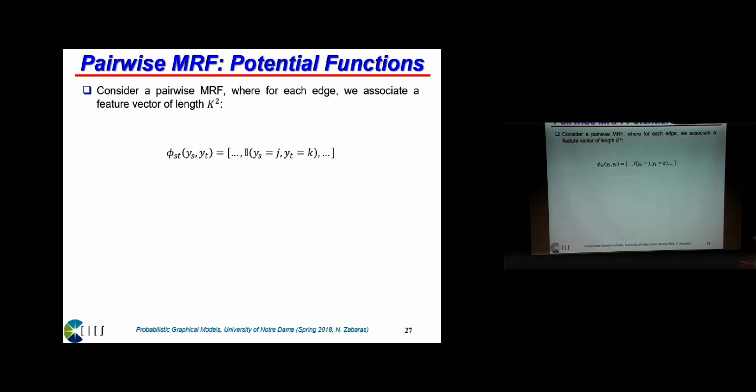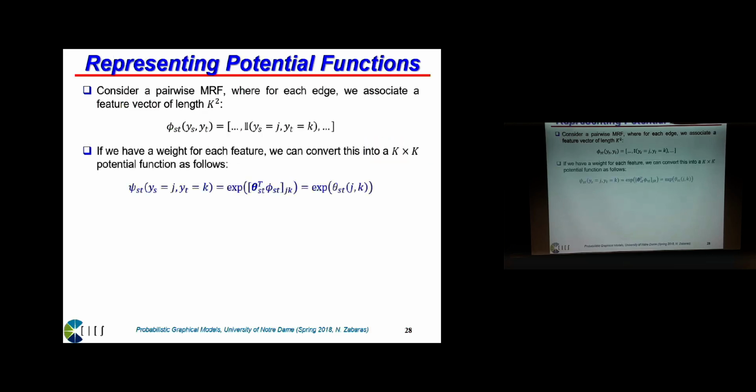In this case, this particular indicator function takes the value 1 when the variable y_s is j and the value y_t is equal to k. Okay? So effectively you can think of a feature vector of length k squared, because you have k times k values. So the potential can be written as a table, because if you calculate the potential for values of y_s and y_t equal to j and k, effectively this is the exponential of the jk parameter theta_st. Okay?